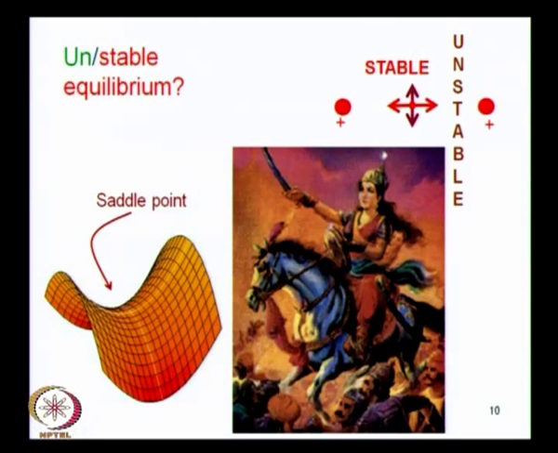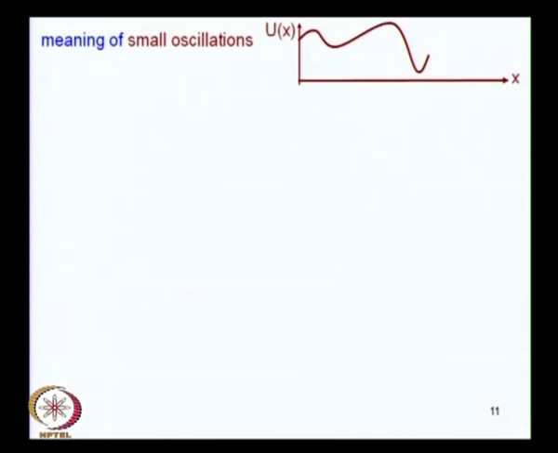So, this is the picture of a saddle point, and an equilibrium of this kind, which is stable with reference to displacement in one direction, but unstable with reference to another direction, is what is called a saddle point. So, these are the different kinds of equilibria that one talks about: stable equilibrium, unstable equilibrium, neutral equilibrium, and also a saddle point. Now, we are going to deal with small oscillations, and the term small oscillations has a very characteristic significance in our discussion. So, we need to understand what is meant by small.